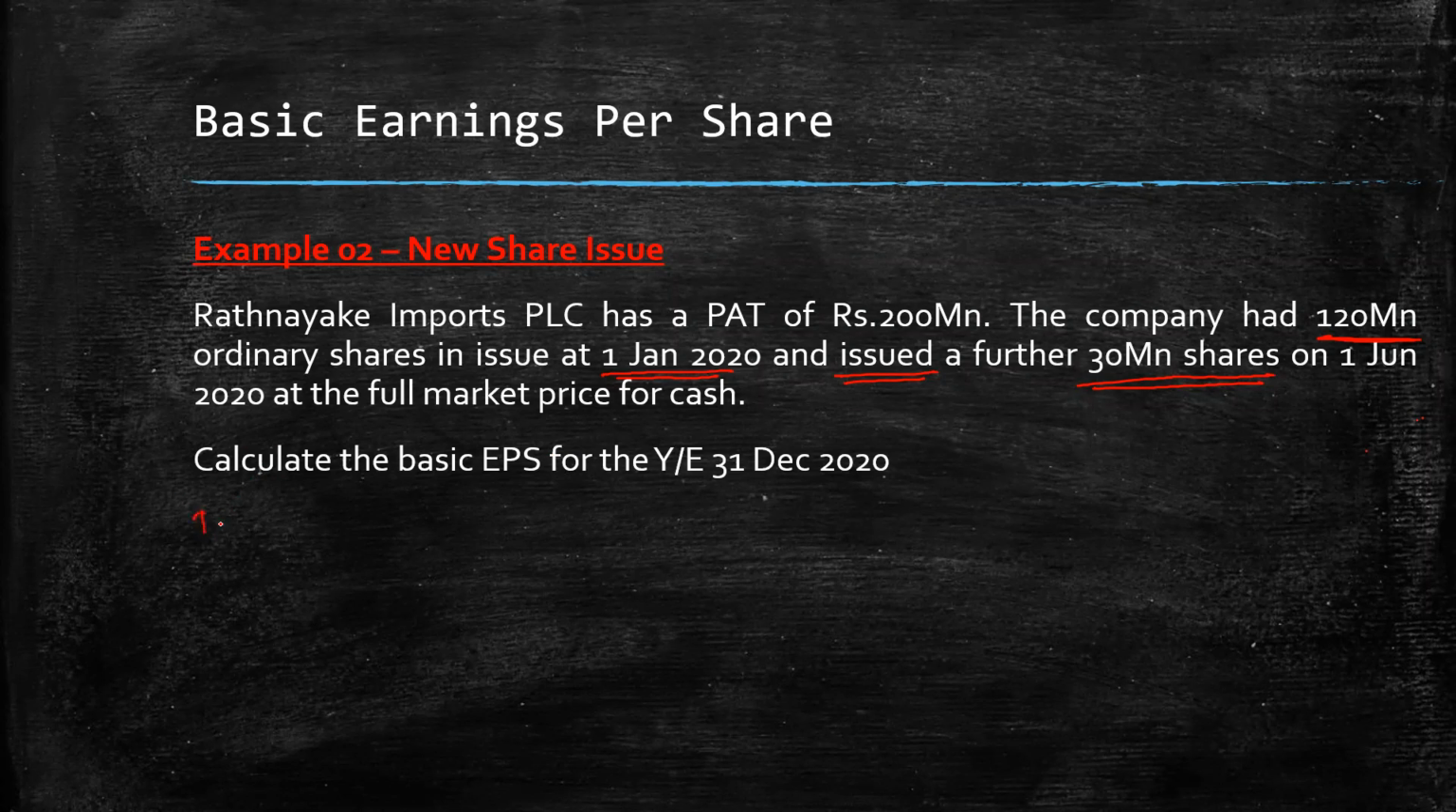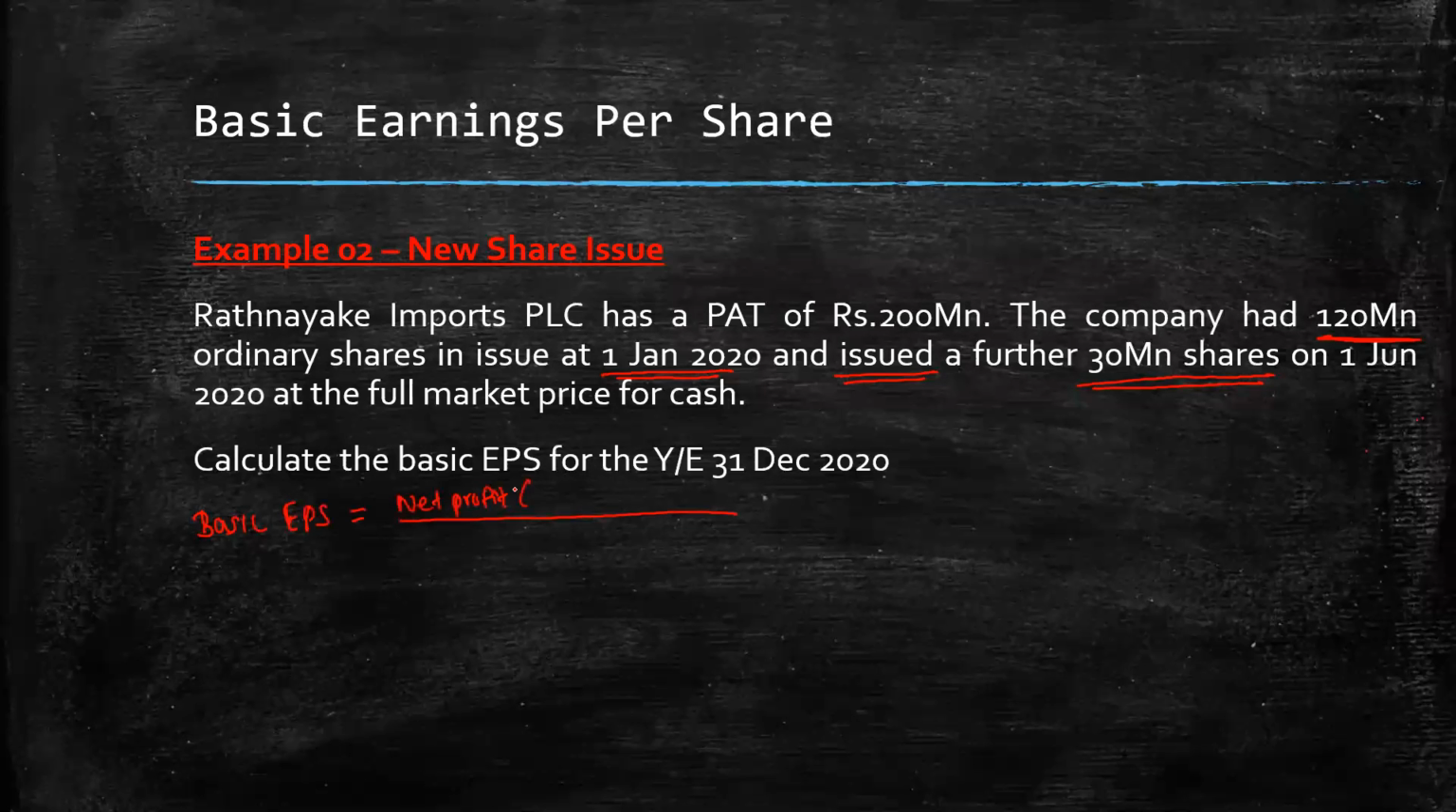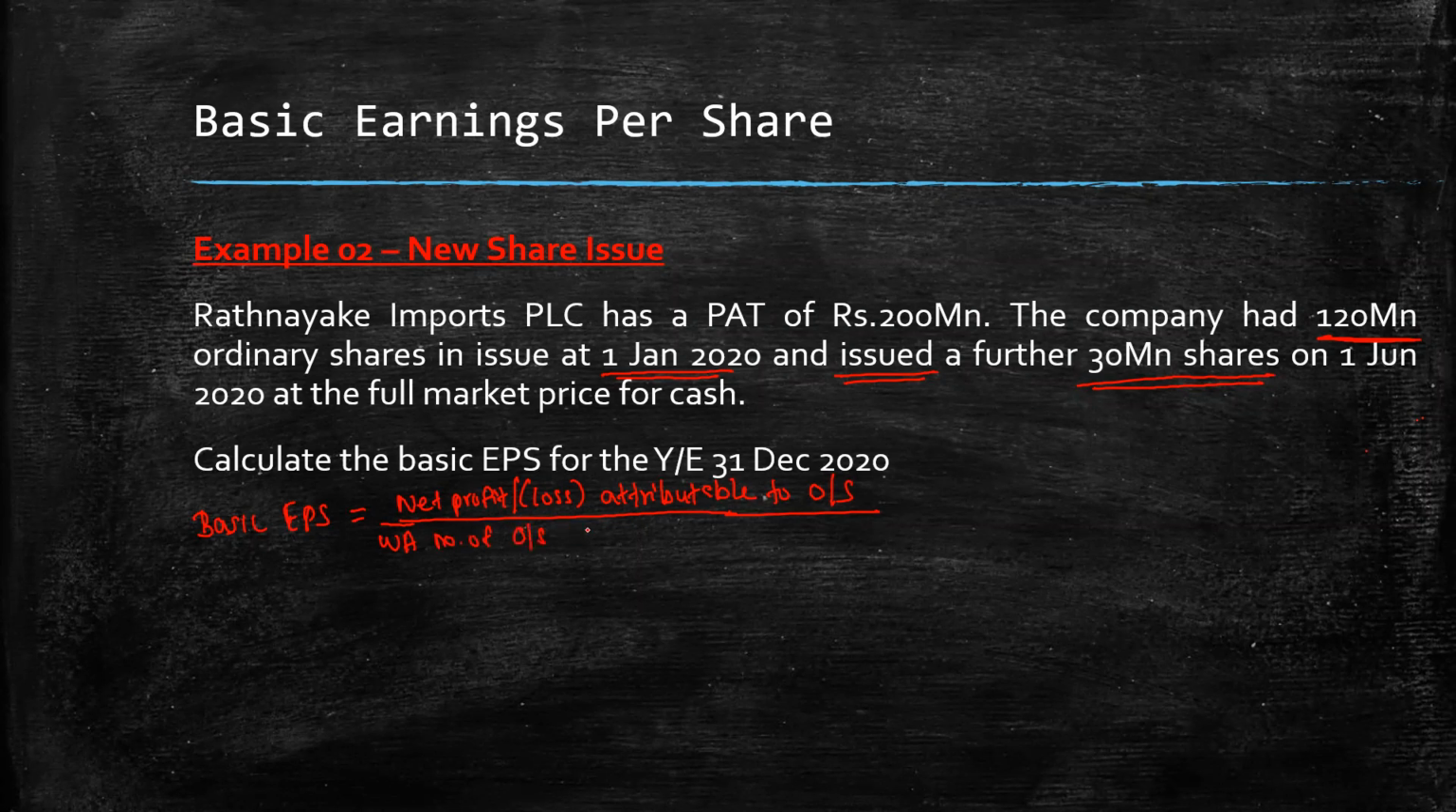We need to calculate basic earnings per share. You know the formula. Net profit or loss attributable to ordinary shareholders divided by weighted average number of ordinary shares outstanding during the period.